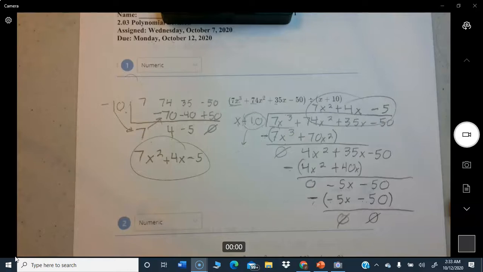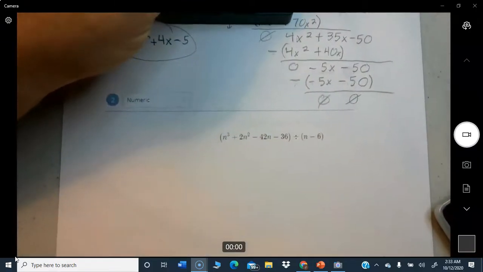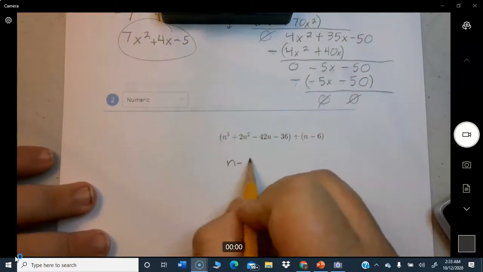Hopefully by the end of this it's just very repetitive. You just get the process. It just takes a little practice because you can see there's a lot of numbers, a lot of terms there. Okay, let's do the next one. See if you can do these on your own. The goal is to get to do them on your own, not just to watch me do them.